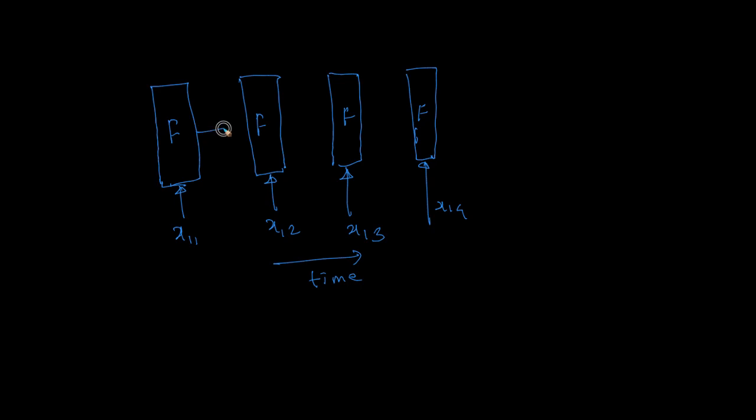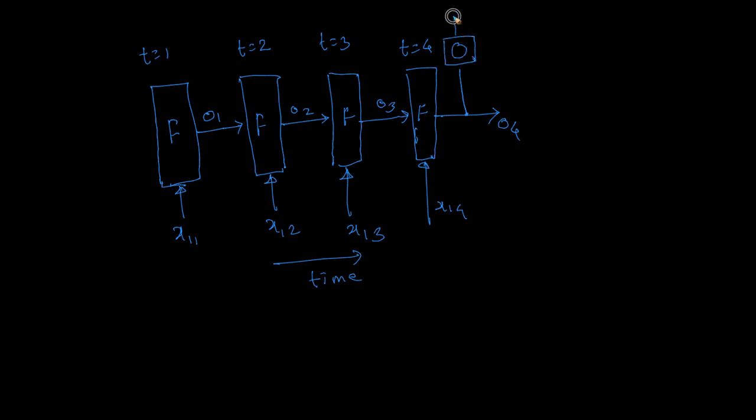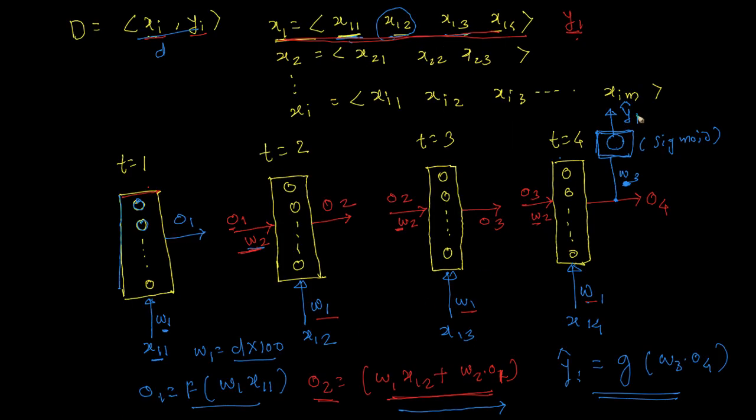So the output produced here was given as input to this layer. This was o1, this was o2, this was o3, and finally we got the output o4. This was at time t equal to 1, this was at time t equal to 2, t equal to 3, t equal to 4. Now as there is no more word here, we took this o4 and gave it as input to a logistic unit or logistic layer, and this produced our output y1 hat.